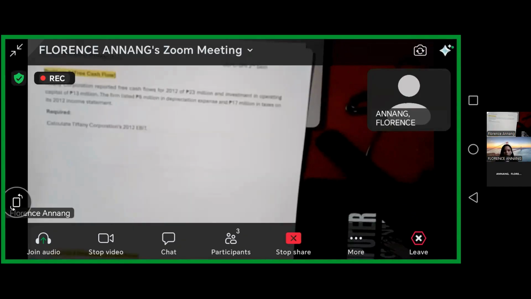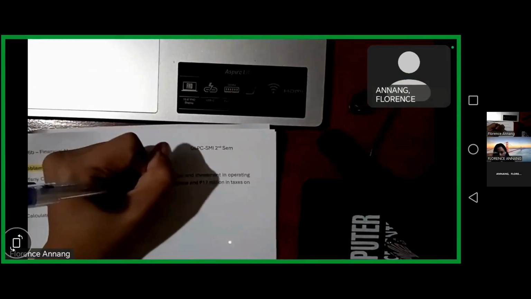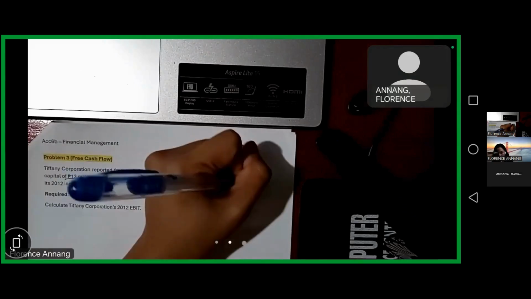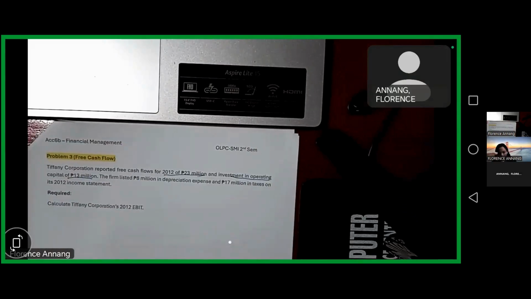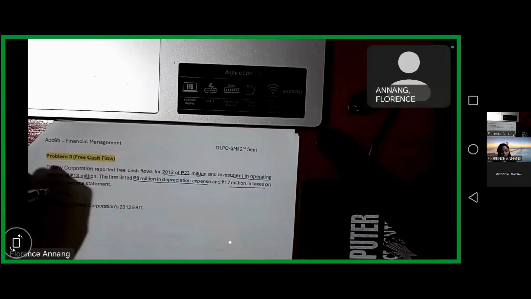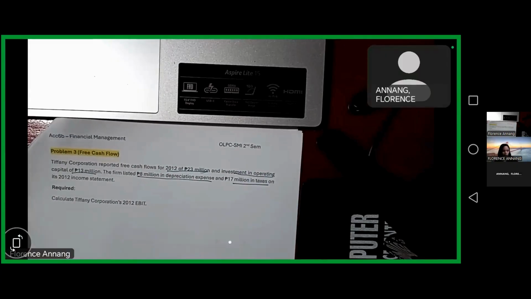So, Tiffany Corporation reported free cash flows for 2012 of 23 million, and investment in operating capital of 13 million. The firm listed 8 million in depreciation expense and 17 million in taxes in 2012 income statement. Calculate the Tiffany Corporation's 2012 EBIT. So how do we do that?